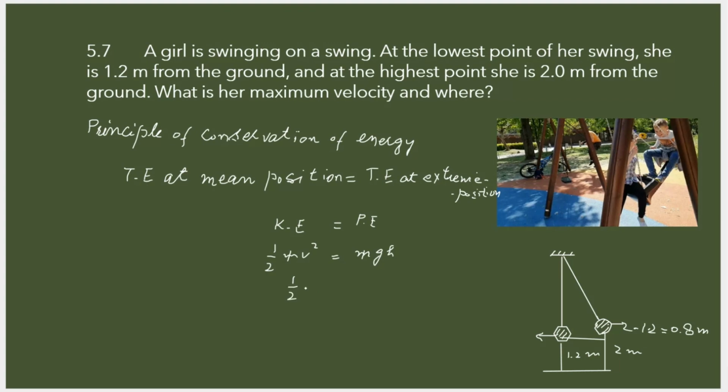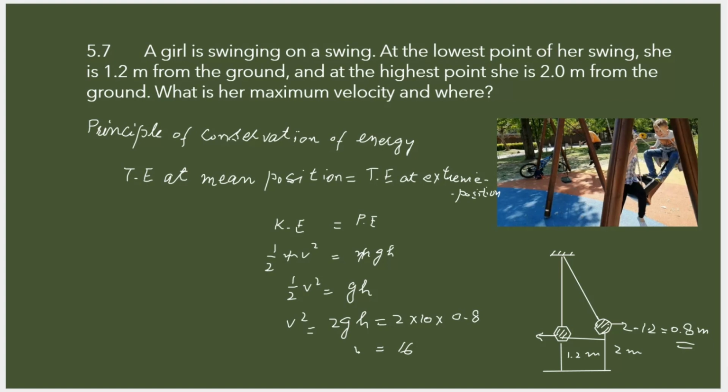1/2 v square is equal to gh because here m is also cancelled. So v square will be equal to 2gh, and putting the values, the value of g is 10 and the height is 0.8. We will use this height 2 minus 1.2 which we have calculated here. So it will give us 16.